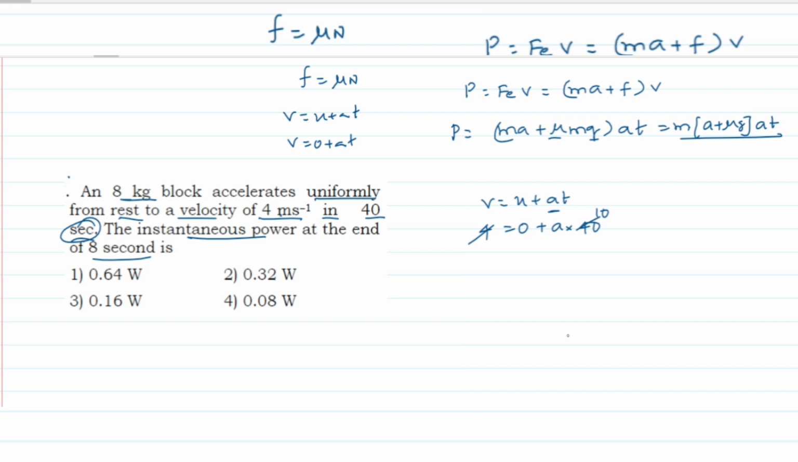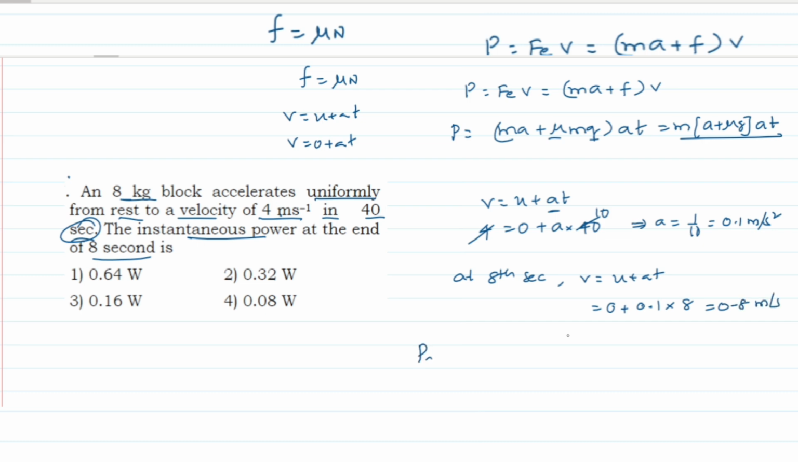So here we just calculate the acceleration value. a equals 4 by 40, which is 1 by 10, which is nothing but 0.1 meter per second square. Now you just calculate the power at the end of the 8th second. So first calculate the velocity at the end of the 8 seconds. v equals u plus at, and initial velocity will be 0. Acceleration we got as 0.1, and the time is 8 seconds. So we get 0.8 meter per second.